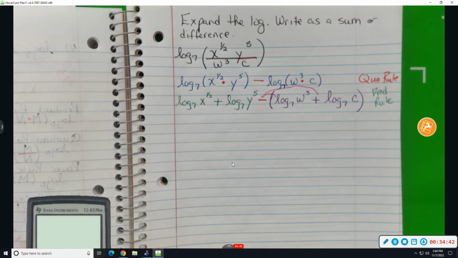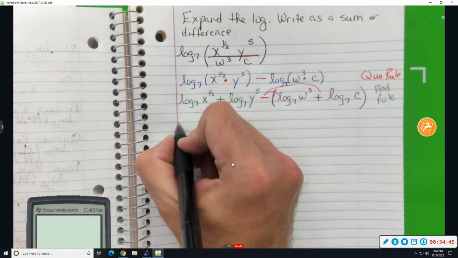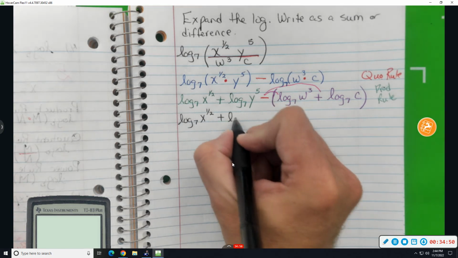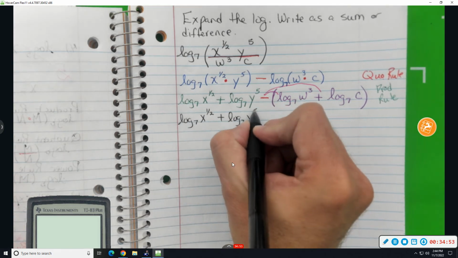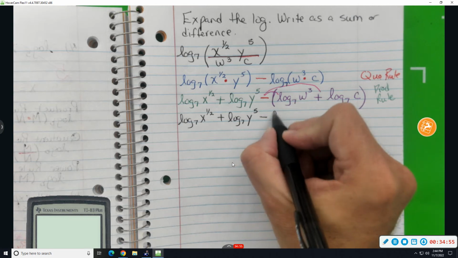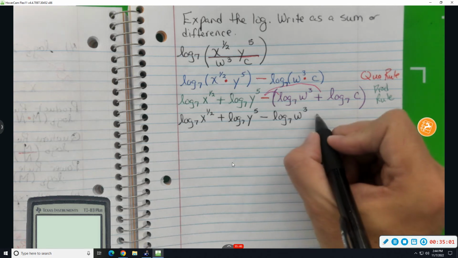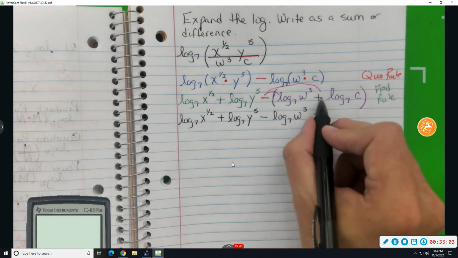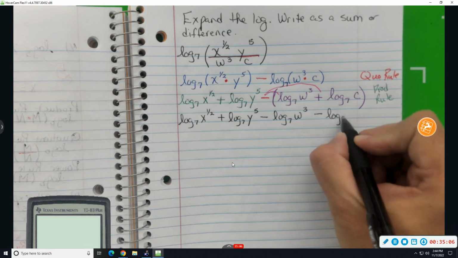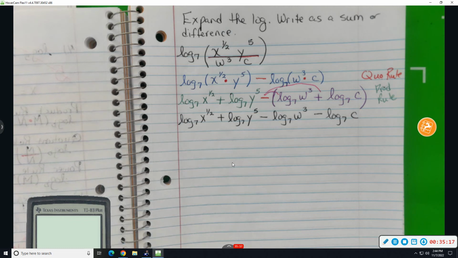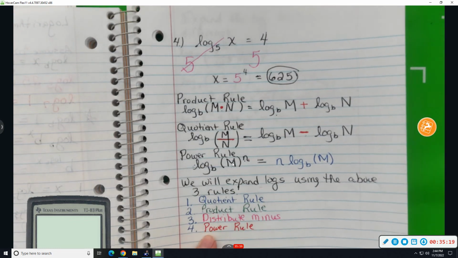So I think I'll write it all in just one color now. Log base 7 of x to the 1/2 plus log base 7 of y to the 5th minus log base 7 of w to the 3rd, then another minus. I'm distributing the minus, log base 7 of c. And we're almost finished with this. Only thing left to do is that power rule.